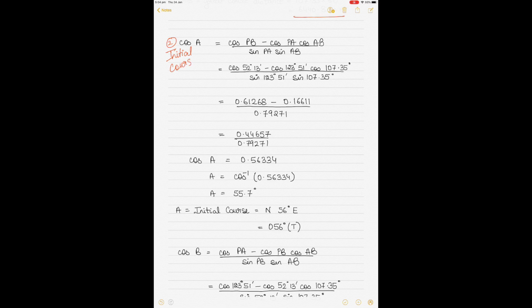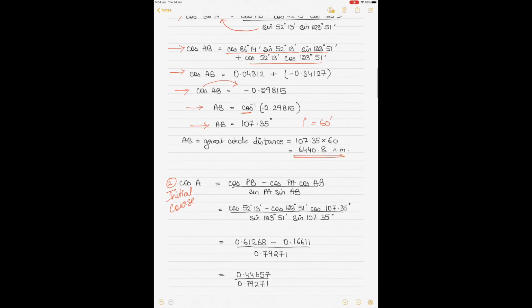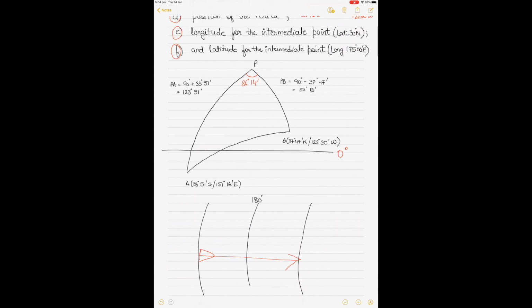angle A. So what do I mean by internal angle? If I go back to the diagram here, what I'm trying to find out is my initial course. So this is the internal angle I'm trying to find, because my vessel is going like this, right? And this internal angle A is being measured from the pole. You always measure the course from the pole, alright?